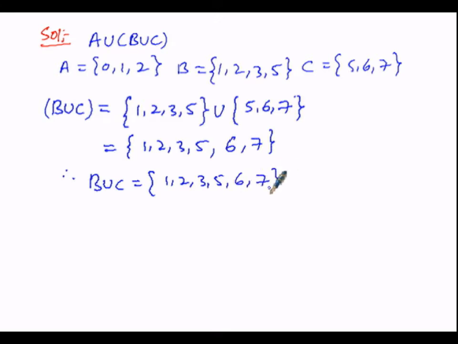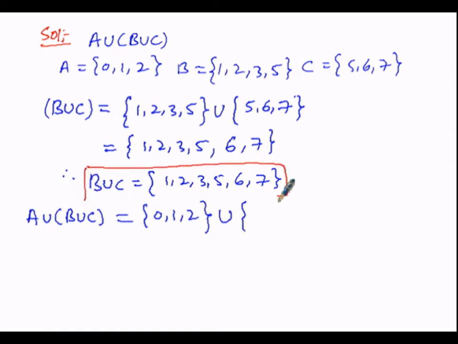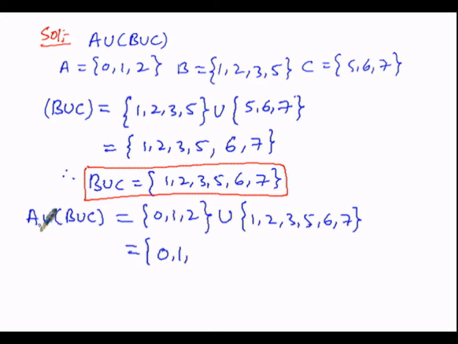Now let us find out overall, that is A union of B union C. That equals set A elements 0, 1, 2, union B union C elements, which we already got as 1, 2, 3, 5, 6, 7. In order to get the elements of set A union of B union C, first of all we write the elements of the first set, that is set A as 0, 1, 2 as it is.